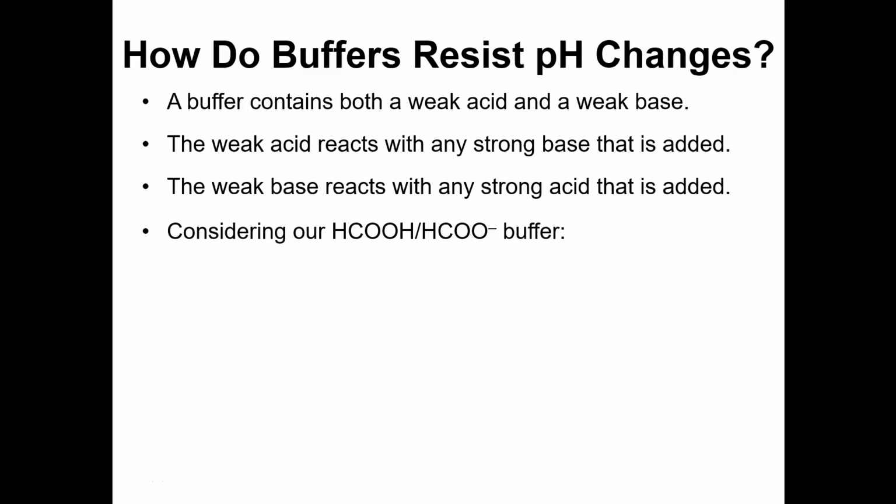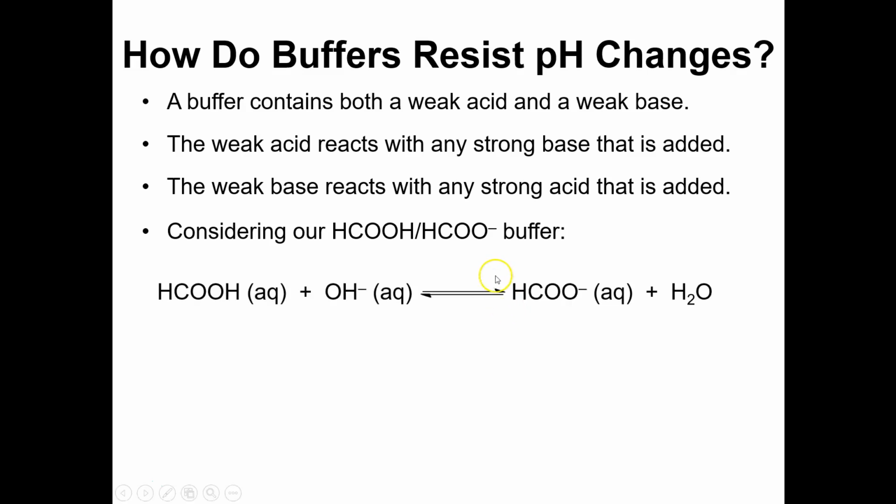Again, let's consider our formic acid formate buffer. If I added strong base to this buffer system in the form of hydroxide, it will react with the formic acid to form formate plus water. Then let's go back and look at this like we did back in chapter 16, trying to figure out where the equilibrium lies in an equation like this.